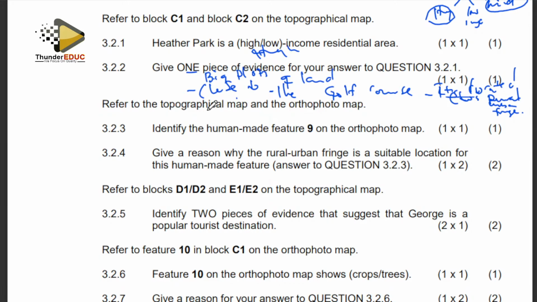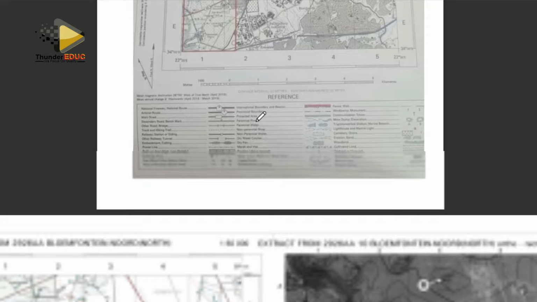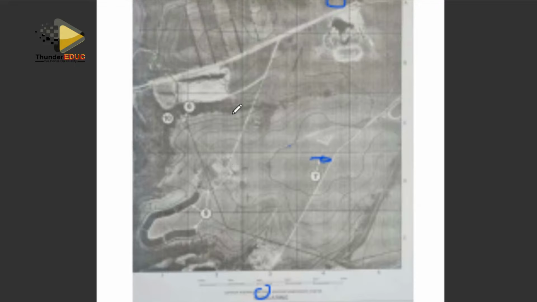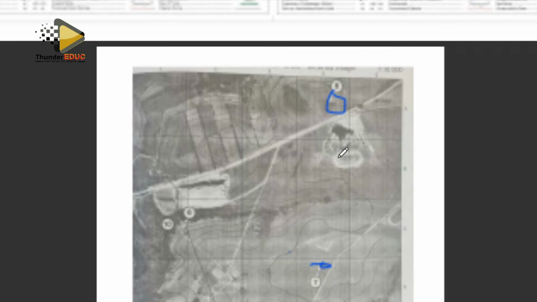So we are combining both maps. Identify the human-made feature 9 on the orthophoto map. We come here. Feature 9. Where's 9? I'll give it a few minutes so that it can be very clear. Okay. Feature 9. I want to see 9.